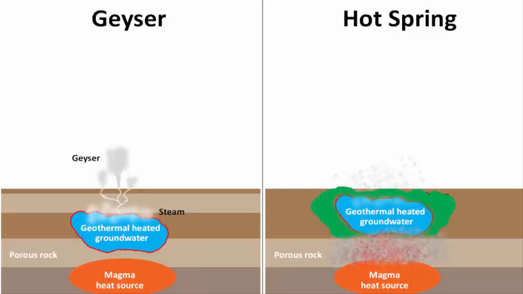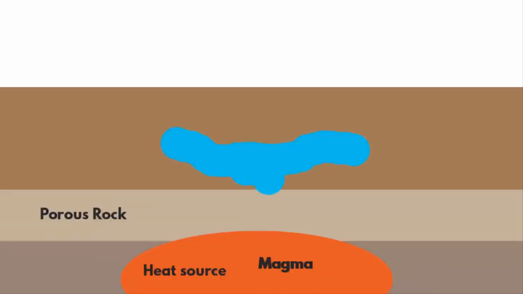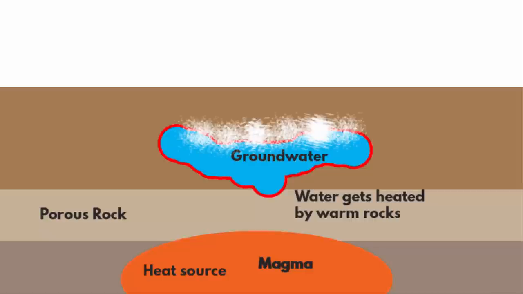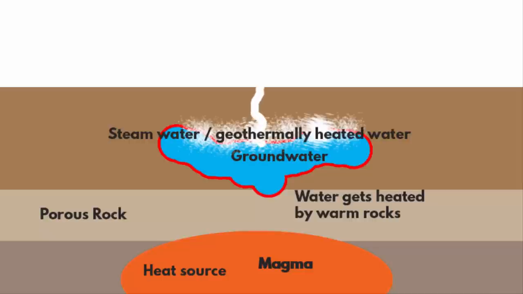Now the question is, how does the water of a geyser become hot? When underground water comes in contact with rocks that are heated by magma, you have to keep in mind that the heat needed for geyser formation has to be close to the surface of the earth. This is also called geothermal heated water. The hot water then rises towards the surface by the process of convection.